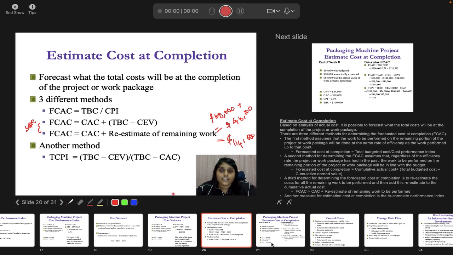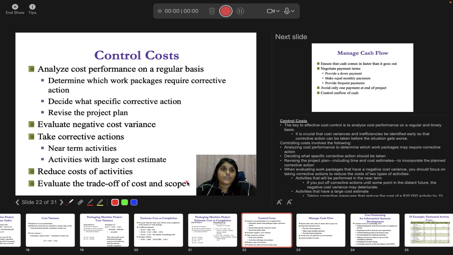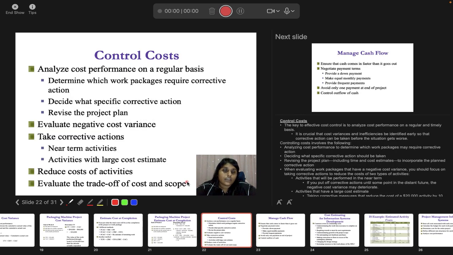Okay, now you have control cost. Now that you have seen all your completion costs, all the cost that is going to be incurred in the final stage, the completion stage, you have control cost. Okay, control cost is to analyze cost performance on a regular basis, determine which work packages require corrective action, decide what specific corrective action, and revise the project plan.